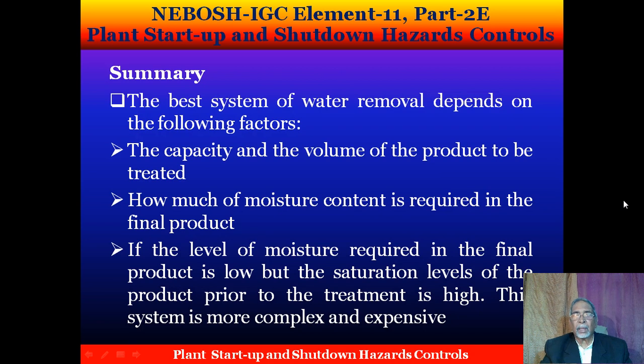So finally, this is the summary. The best system of water removal depends on the following factors: the capacity and the volume of the product to be treated, and how much moisture content is required in the final product. If the level of moisture required in the final product is low, but the saturation level of the product prior to the treatment is high, this system is more complex and expensive.